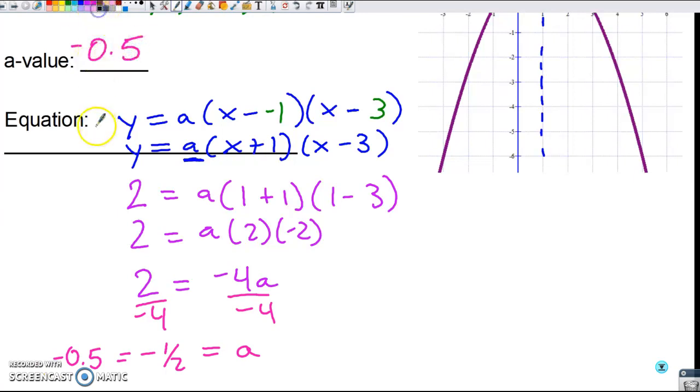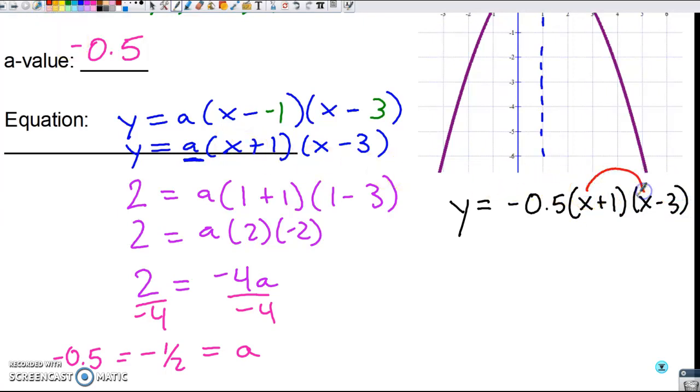Now, to get the actual standard form equation, I need to start multiplying this stuff all back out again. y equals -0.5 times (x plus 1)(x minus 3). So I'm going to FOIL and do the first product. First times first, x times x, gives me x squared. I'm going to do the outside product now, which is x times -3, -3x. I'm going to do the inside product now, which is 1 times x. Then I'm going to do the last product and get -3. And don't forget that I have that -0.5 out in front.